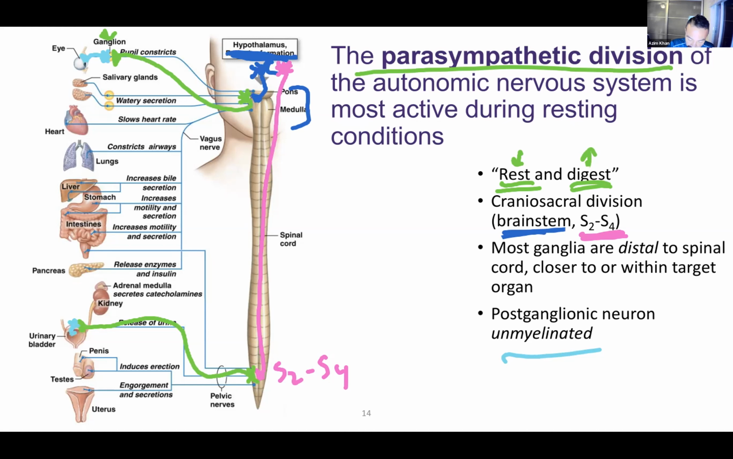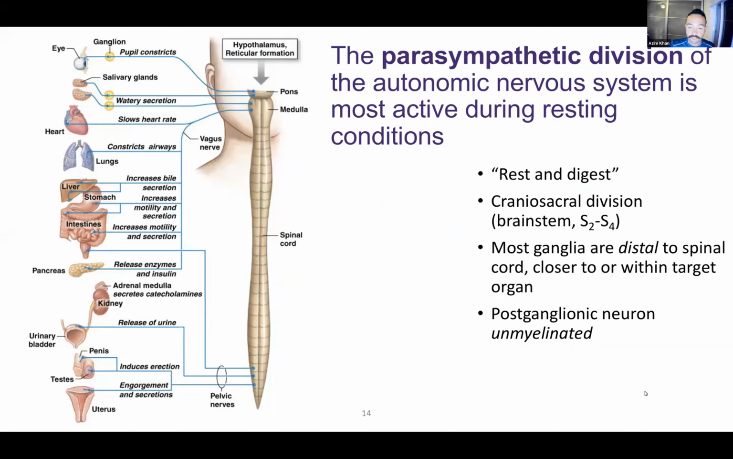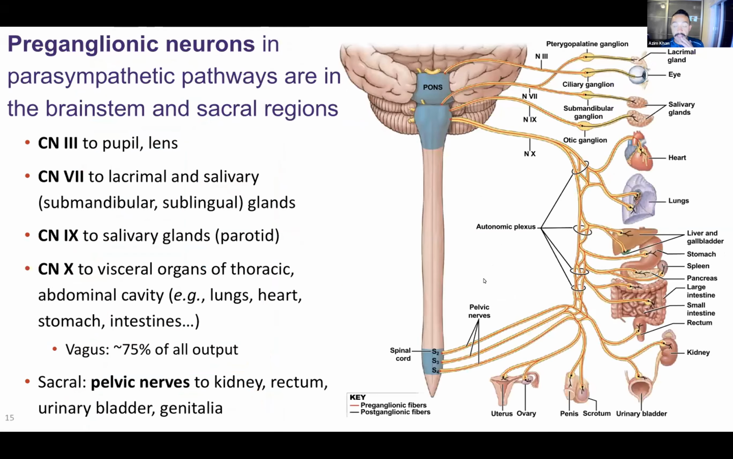Let me label the preganglionic and postganglionic. This is preganglionic. And then this would be postganglionic. So parasympathetic division, craniosacral division, really short postganglionic neuron. Ganglia are really close or even within the target organ. And we still have those varicosities for the postganglionic neurons.